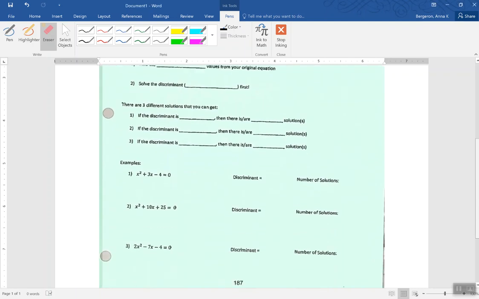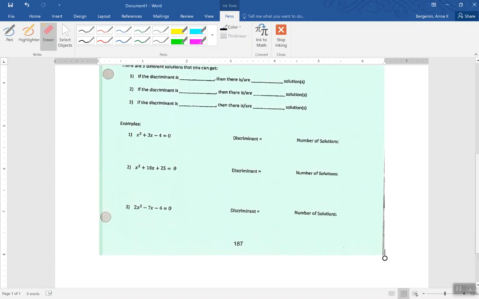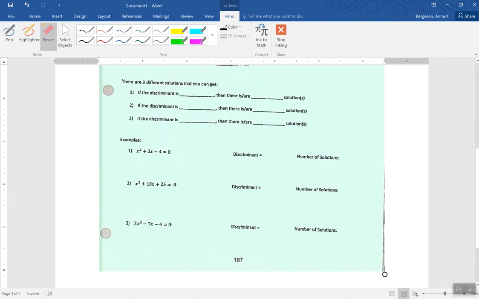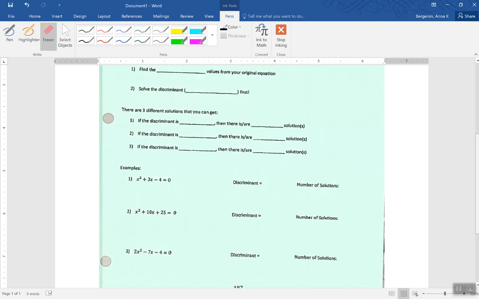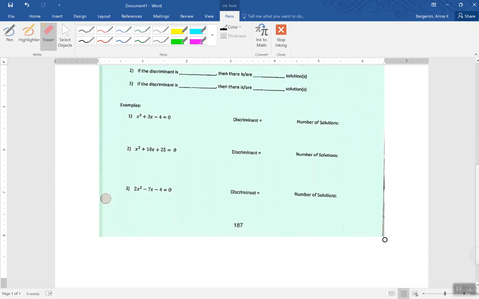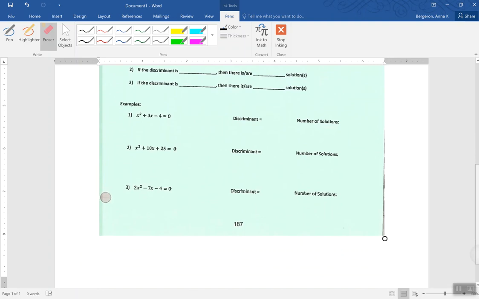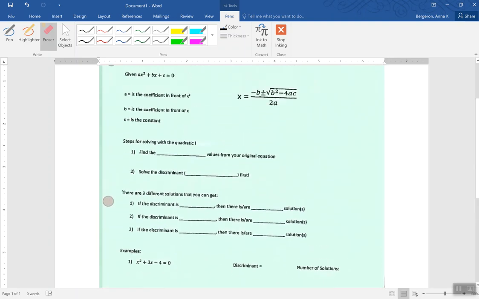Okay, so the first thing I'm going to have you do is print out page 187 and 188 if you can. It'll be easy to take notes that way. If not, a separate sheet of paper will be fine. If you go back into the Schoology page, you should be able to find page 187 and 188.